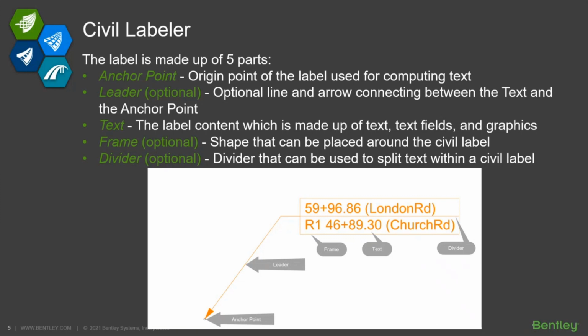Then you have the leader. Obviously, that's optional, but most people are probably going to want to see that. That's just the line connecting the text and the anchor point. And then you have the text, obviously. That's the label content, which is made up of the text and the text field and the graphics. And then you have the option to put a frame, and that's the shape that goes around the label. And then there's obviously the divider line if you need that.